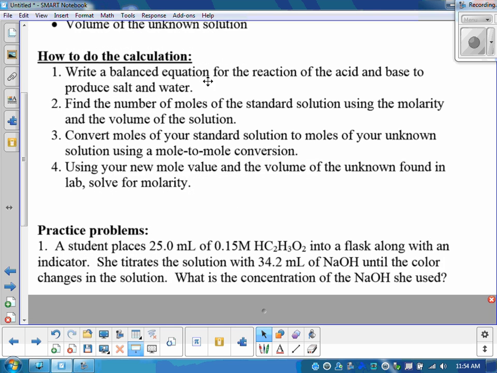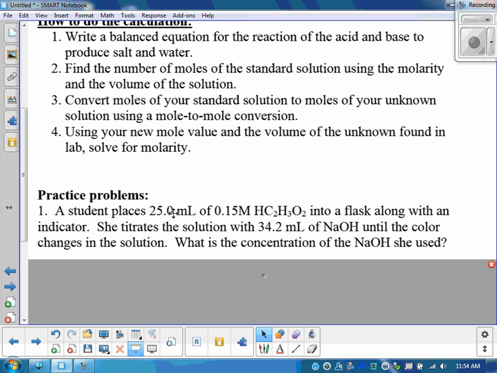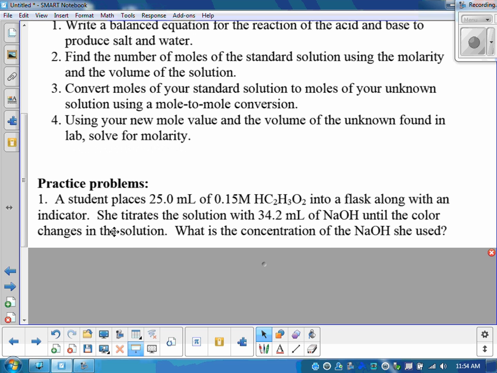So number 1, write a balanced equation for the reaction. So 25 milliliters of 0.15 molar of our acid into a flask along with the indicator, right? She titrates the solution. So this here is us adding our base from the burette. We've added 34.2 milliliters of NaOH from the burette, and our color changes. So this is the end point. Because the color changes, we're assuming it's also the equivalence point, when our hydrogen ions have matched the exact same number of hydroxide ions and it's neutralized, right? We no longer have an acidic or basic solution. We have a neutral solution.